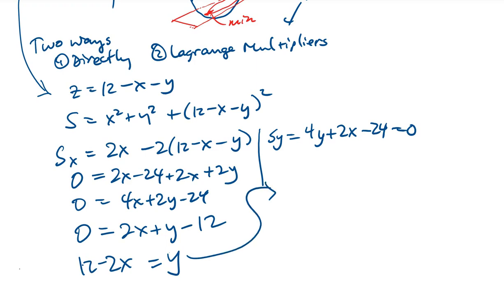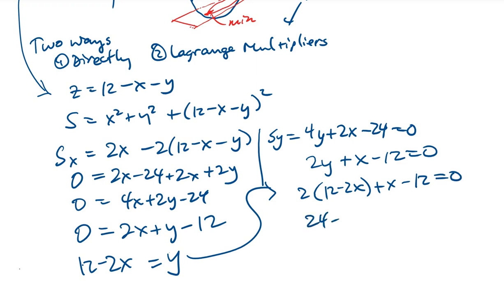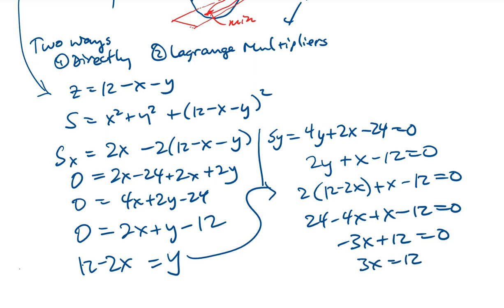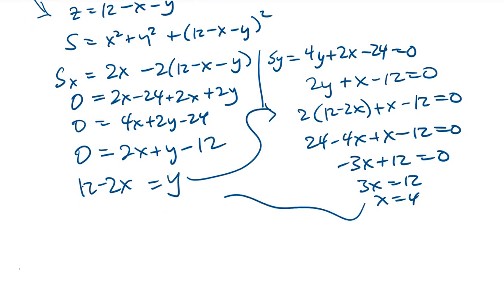So if y is 12 minus 2x there, when you take a 2 out first, 2y plus x minus 12 equals 0. I'm going to plug in y equals 12 minus 2x. I get plus x minus 12 equals 0. So I get 24 minus 4x plus x minus 12 equals 0. So I get 24 minus 12 is 12. -3x plus 12 equals 0. So 3x equals 12. X is 4. So when x is 4, I'll go back over here and I get 12 minus 8 equals y. So y is 4. So we get 4 comma 4.